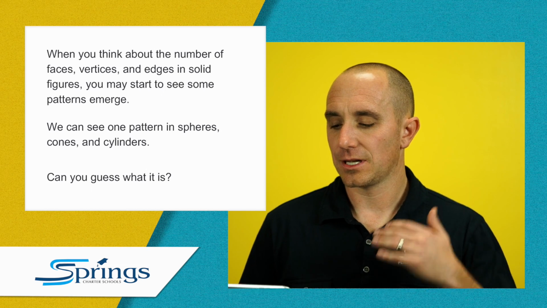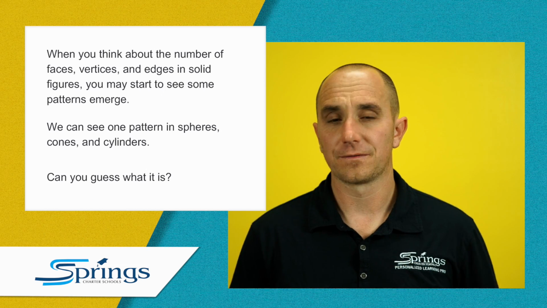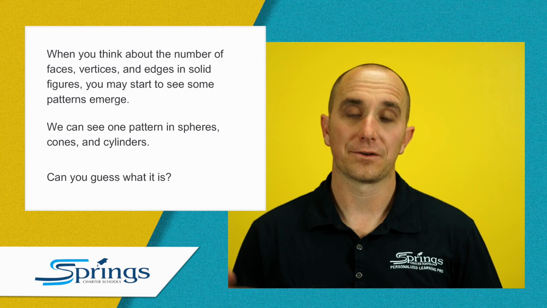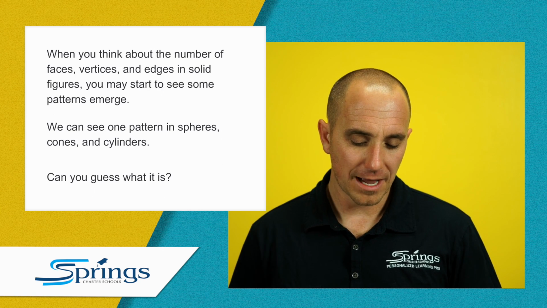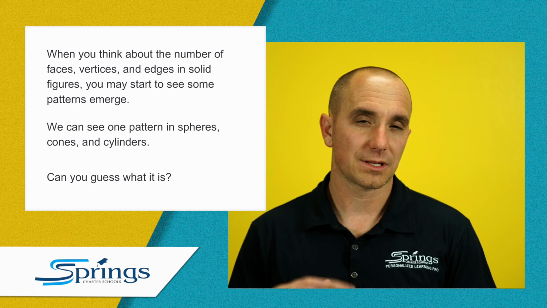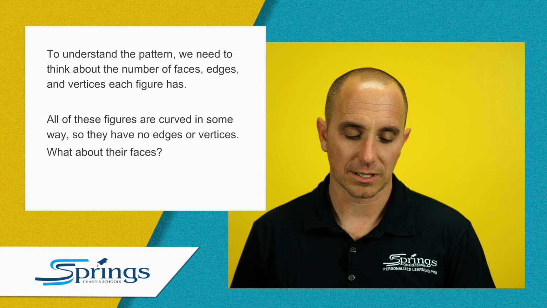When you think about the number of faces, edges, and vertices in solid figures, you may start to see some patterns emerge. You can see one pattern in spheres, cones, and cylinders. So think about it. We've talked about it before. See if you can guess what it is.